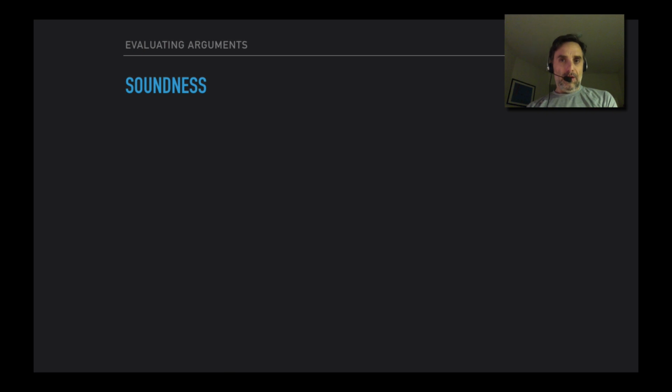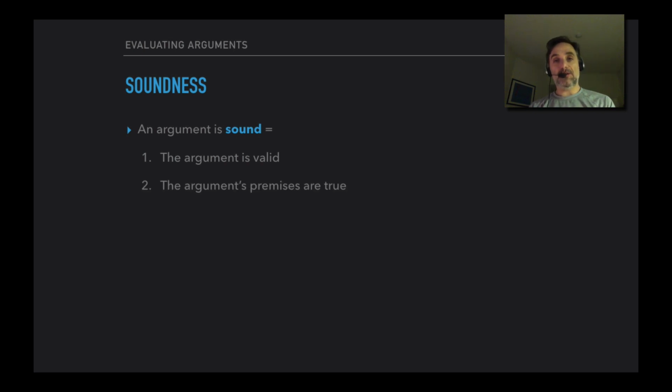So now I want to introduce a new notion, which we're going to call soundness. And soundness is describing something we're already familiar with. We're going to say that an argument is sound when it has two properties. It's valid, and it has true premises. So that's just what it is to be sound. Soundness is valid and also true premises. Such an argument is guaranteed to have a true conclusion, right? If the premises are true, and because it's valid, we know that the conclusion also has to be true.